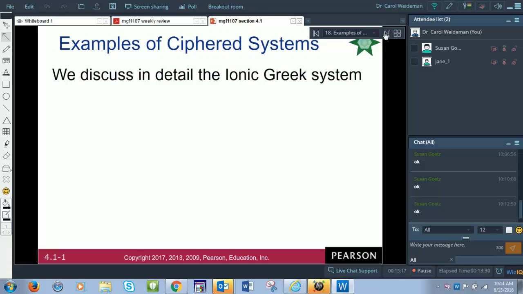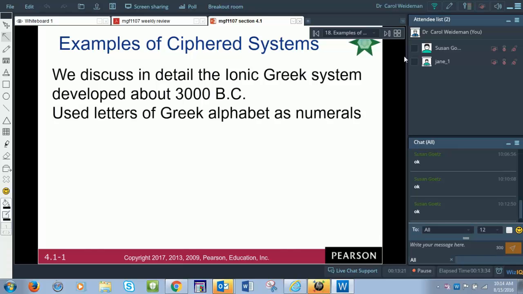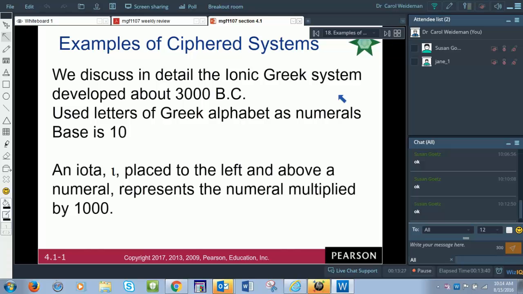So we're going to talk about the Ionic Greek system, and it was developed about 3000 BC. It used the letters of the Greek alphabet as the numerals, and the base is 10. We use this little symbol iota, which is a Greek letter, up to the left and above a numeral to multiply by 1,000, kind of like the Roman numeral system. But instead of putting the bar over top of it, we use this little Greek letter, basically iota.